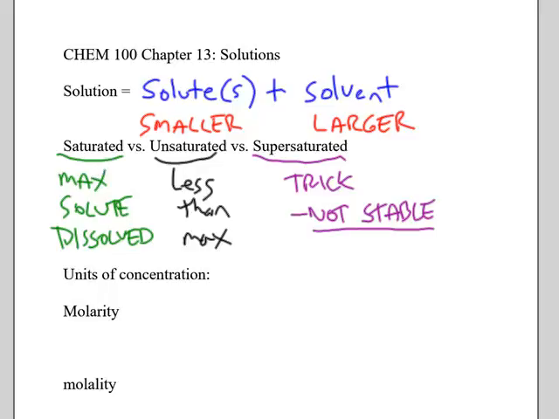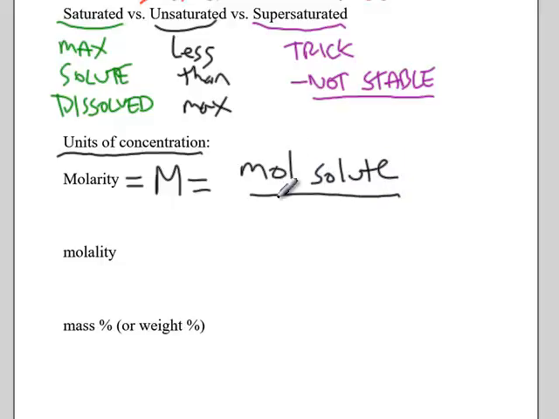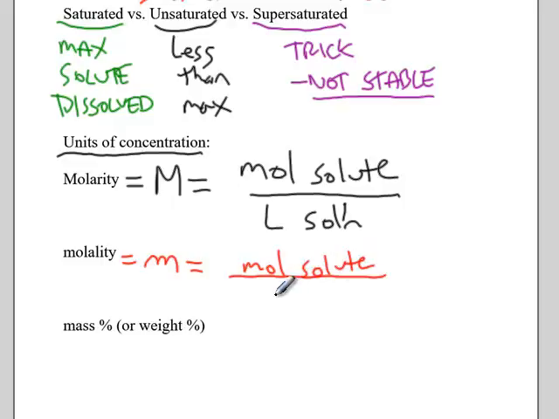So we can measure how much solute we put in, and these are the three most common units that we're going to look at. Molarity is abbreviated with a capital M, and that's how many moles of the solute we dissolve per however many liters of solution that we make. Molality is abbreviated with a lowercase m, and the numerator is the same, moles of solute, but the denominator is kilograms, and it's not the whole solution, it's just the solvent.